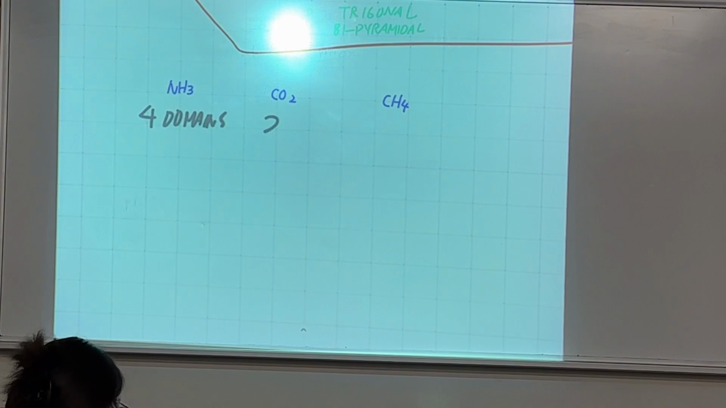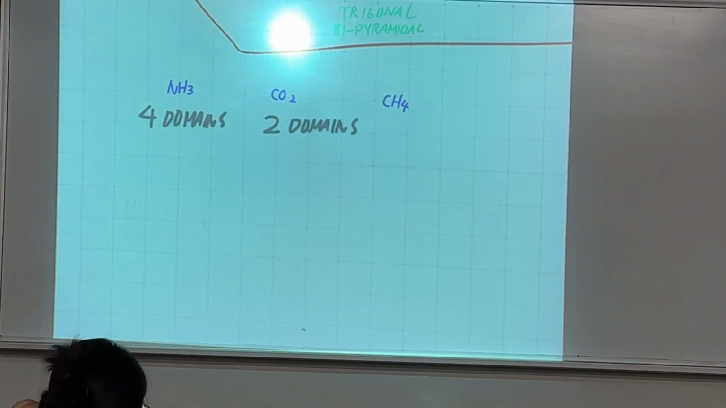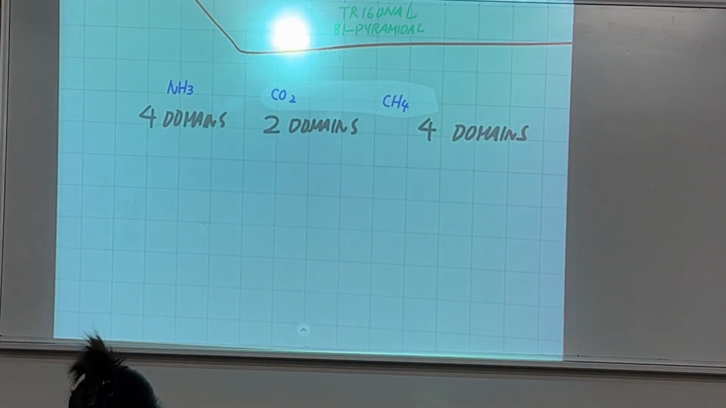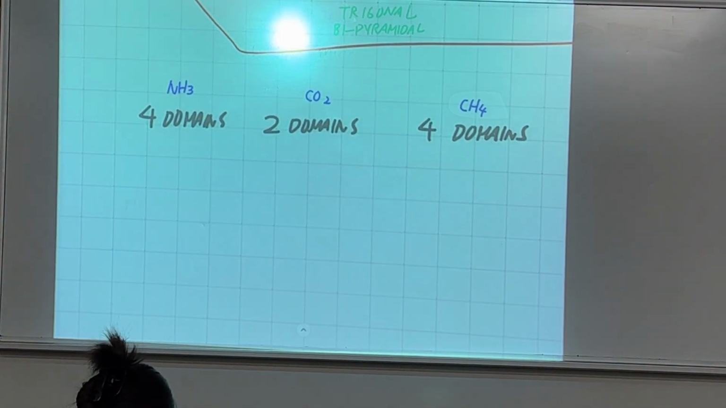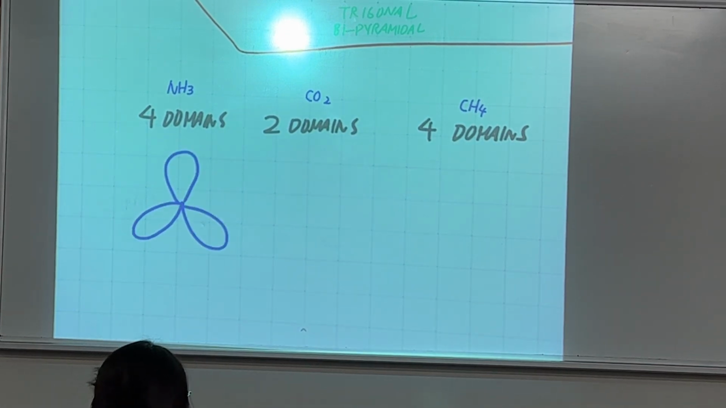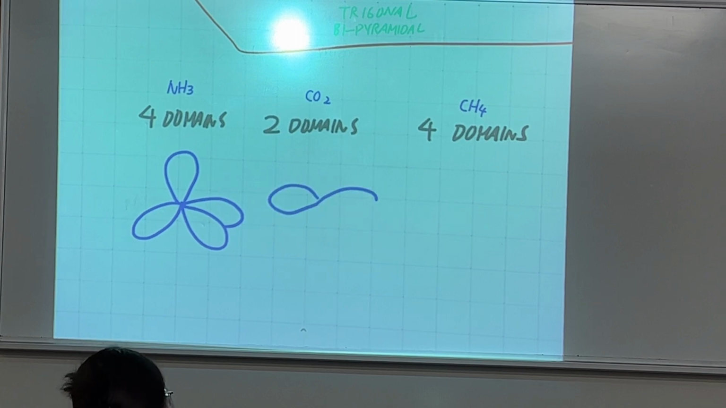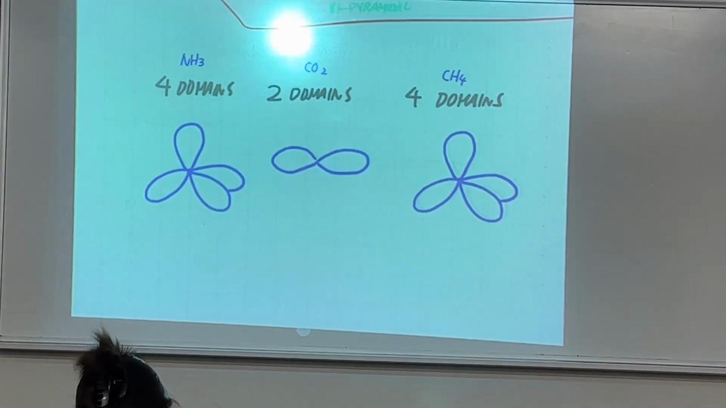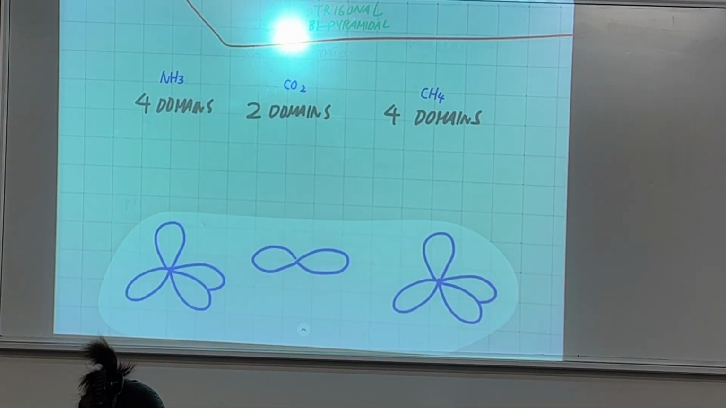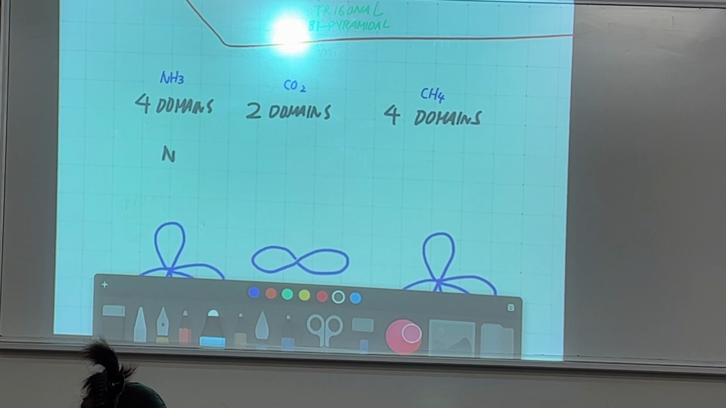So CO2 has 2 domains. CH4 has 4 domains. So how are you going to draw the 4 domains in here? Let's find out. 2 domains will always look like this. 4 domains will always look like this. So we will convert these structures we just drew, NH3, CO2, and CH4, into the bottom drawing.